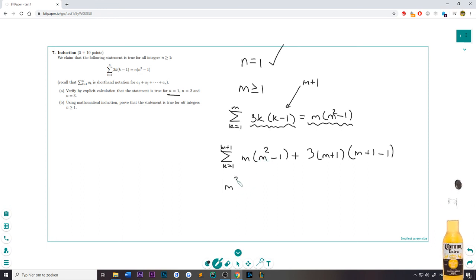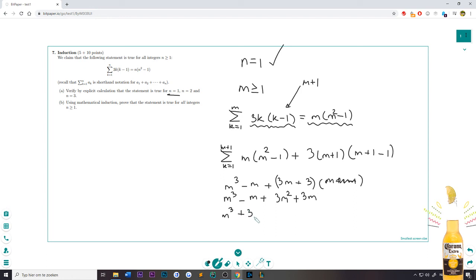So that gives us m to the third minus m plus 3(m plus 1) times (m plus 1 minus 1). These cancel out, by the way. So that's plus 3m squared plus 3m. And so this gives us m to the third plus 3m squared plus 2m. Okay?